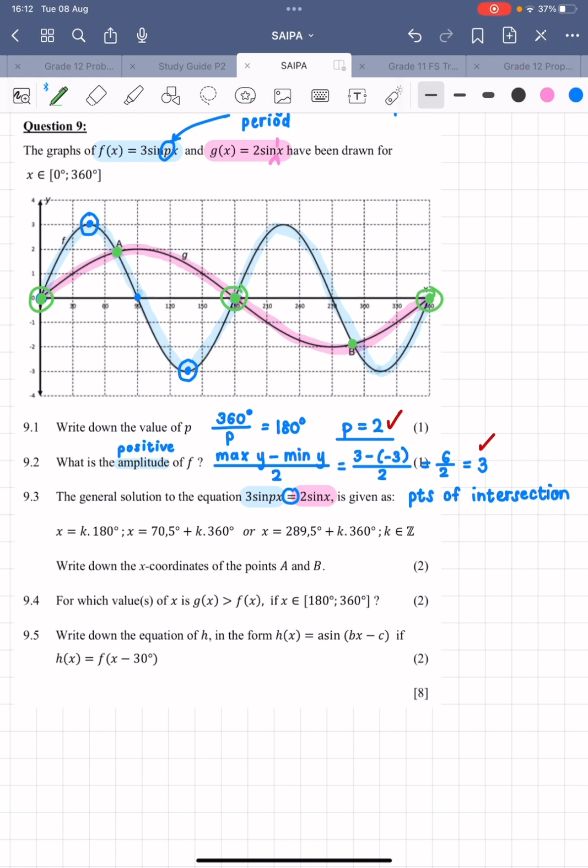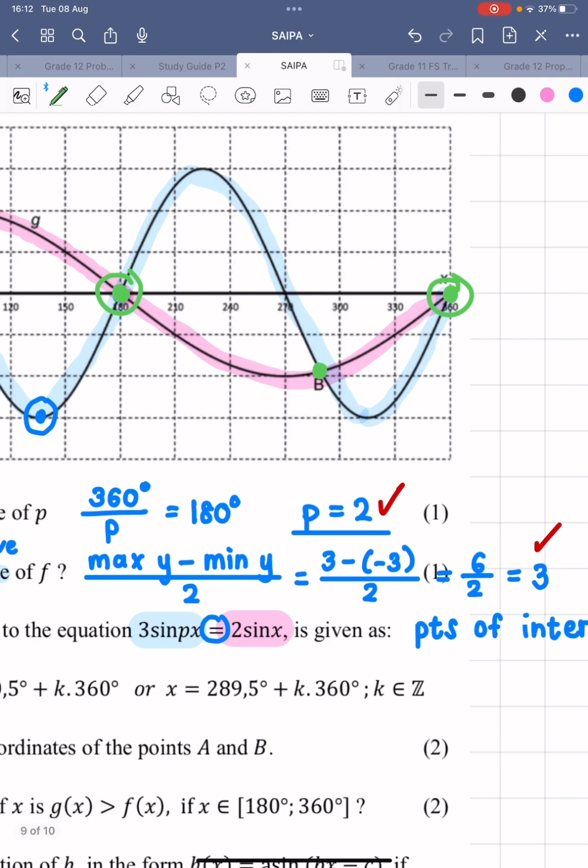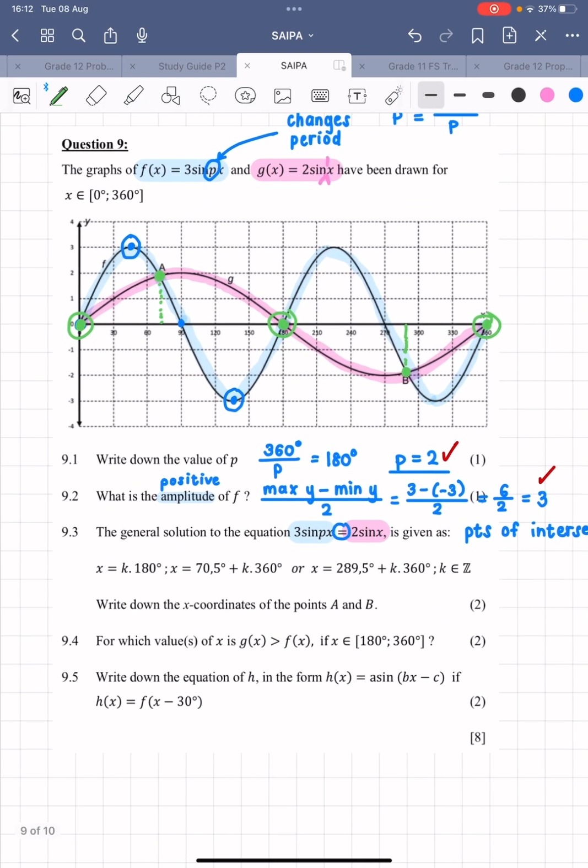The coordinates of A and B, though, they haven't actually labeled, right? We don't know exactly what that x value is. We can see that it is somewhere between 60 and 90. And for B, we can see that this value is somewhere between 270 and 300, but we don't know exactly where those values are, what those x values are.